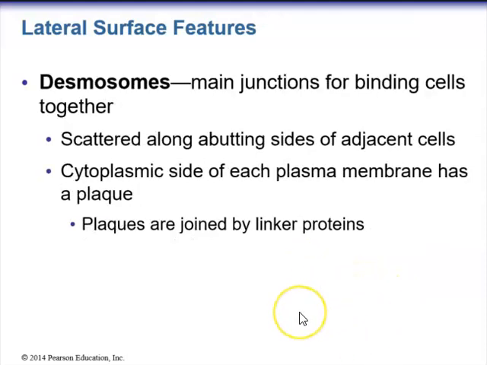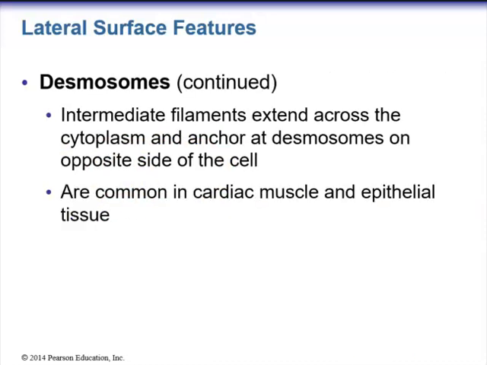We then have desmosomes. Desmosomes are main junctions for binding cells together. They are scattered along abutting sides, so sides that are right next to each other, of adjacent cells. The cytoplasmic side of each plasma membrane has what's known as a plaque, and these plaques are joined by linker proteins. We have intermediate filaments that will extend across the cytoplasm and anchor at desmosomes on the opposite side of the cell. And these structures are common in cardiac muscle as well as epithelial tissue.